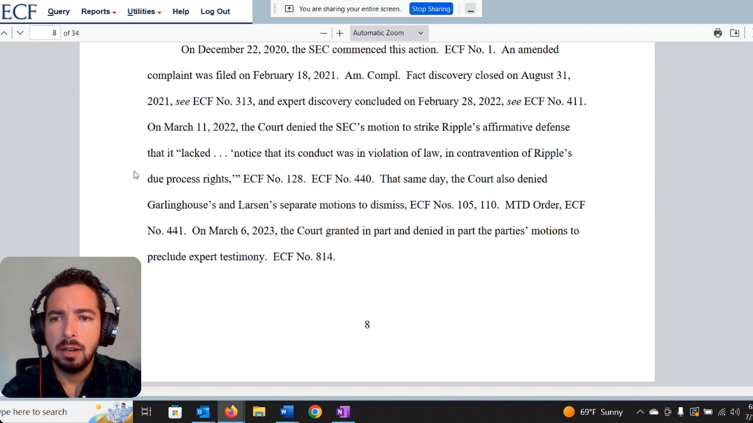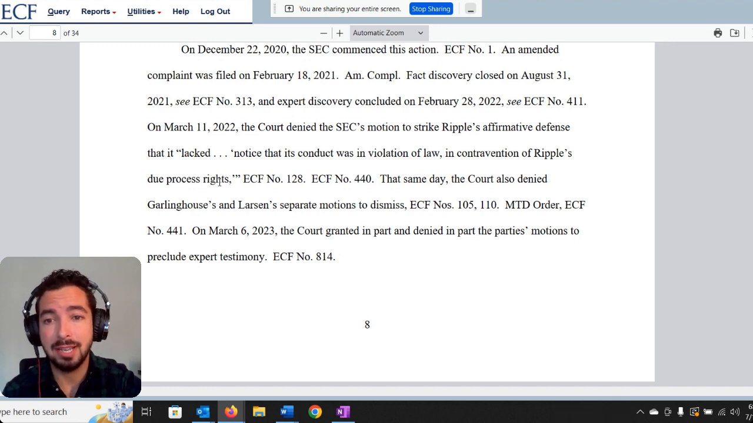So, okay, on March 11th, 2022, the court denied the SEC's motion to strike Ripple's affirmative defense that it lacked notice that its conduct was in violation of law, in contravention of Ripple's due process rights. So, for anybody that's been following the case, you might remember Ripple's argument that, hey, we came to you, SEC, and we asked you specifically for some guidance on how to deal with this. And we met with you several times and you did not give us any real guidance on this. And now you're suing us saying that we should have known it was a security all along.